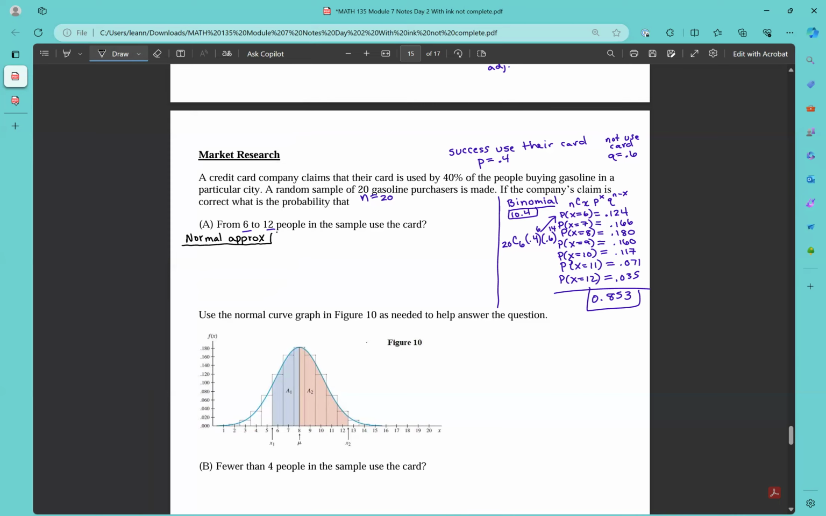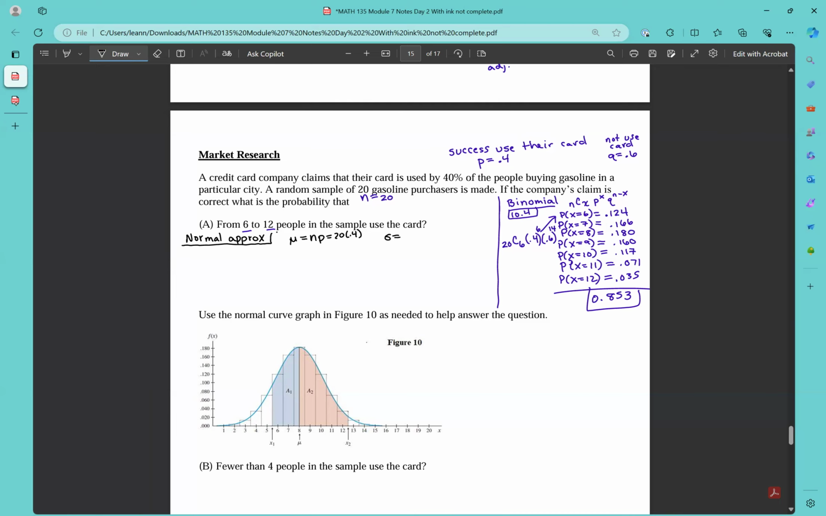So for the normal approximation, what you have to first do is find the mean of your binomial distribution and the standard deviation. You need those or you can't find a z-score. So the mean, remember, is n times p. We had 20 people with a probability of success of 0.4. So that is a mean of 8.